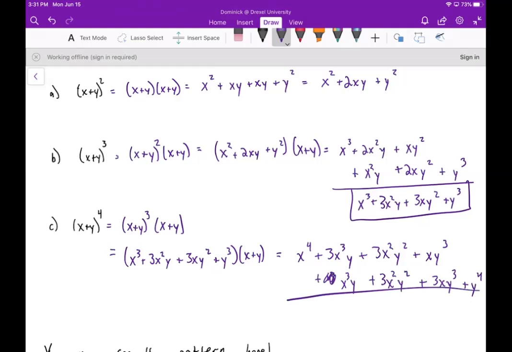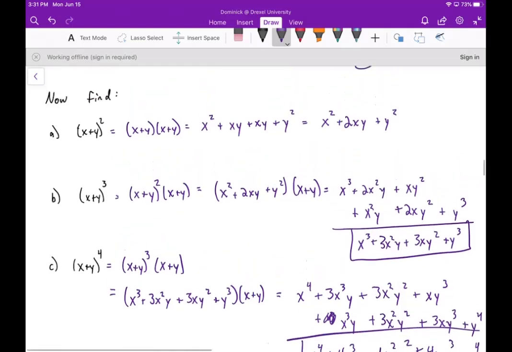So it looks like when we combine our like terms, we're going to get x to the fourth plus 4x to the third y plus 6x squared y squared plus 4x y to the third plus y to the fourth.